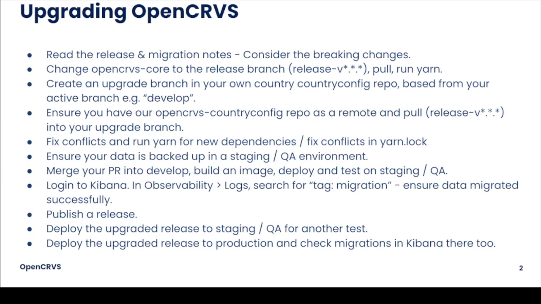Log into Kibana after you've deployed, and for the first 10 minutes during a deploy, all the migrations will run. And in the observability logs, you can search for tag:/migration, and you can see all the database migrations. And if any have broken or didn't run properly on your data because of something unique to what you've done, then you'll see an error. And you want to make sure that you don't get any errors on data migration. If you do, then you need to debug them.